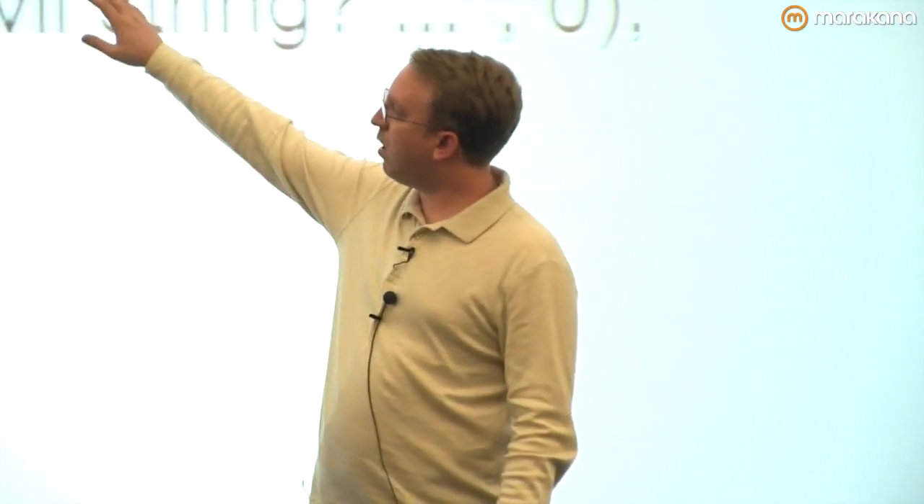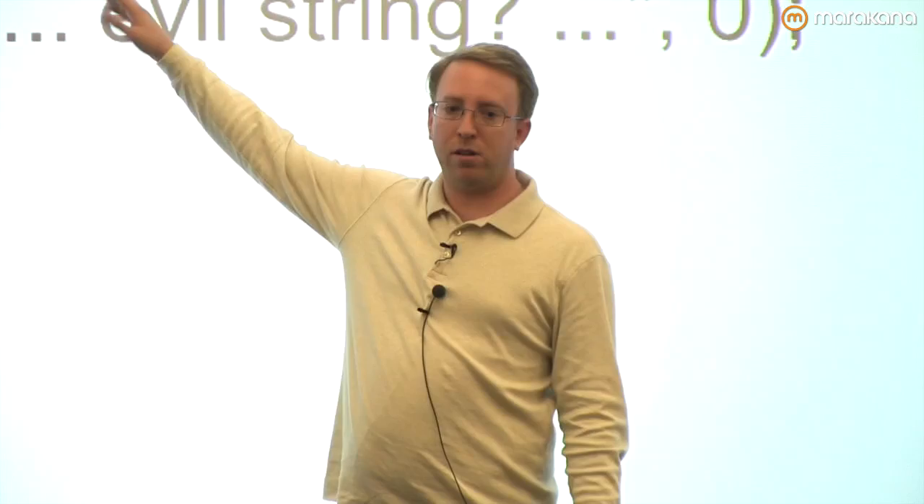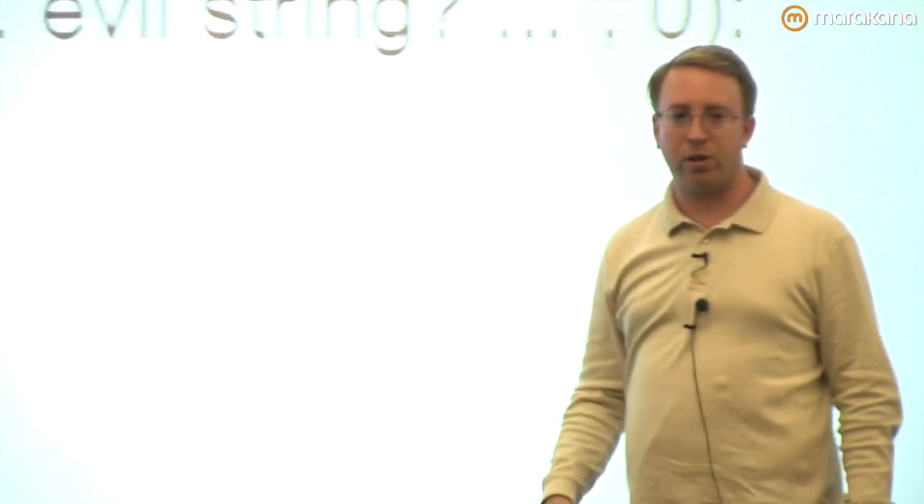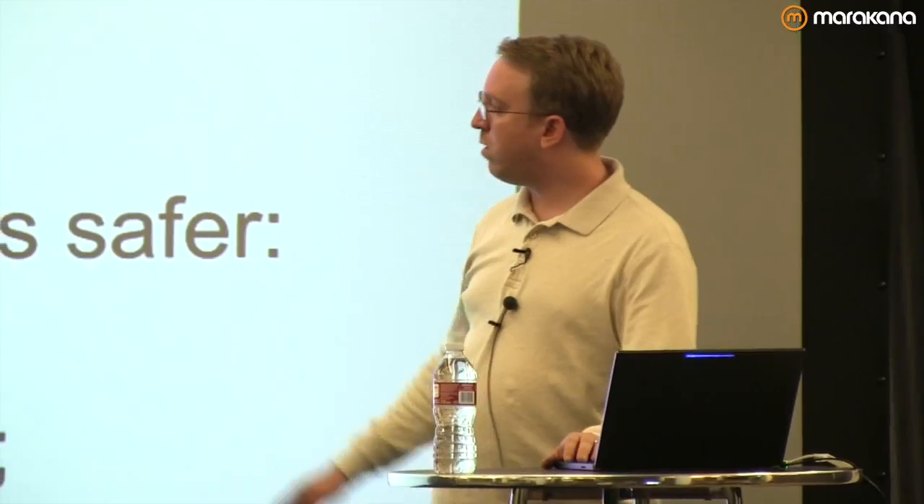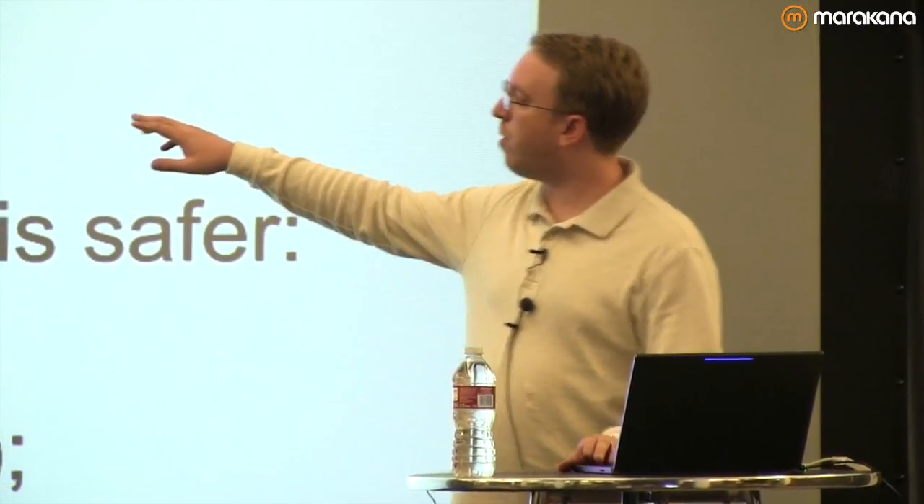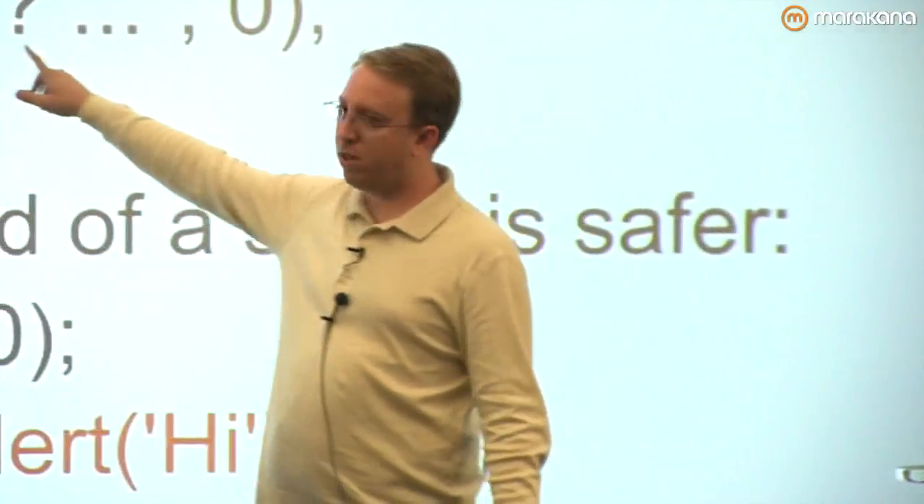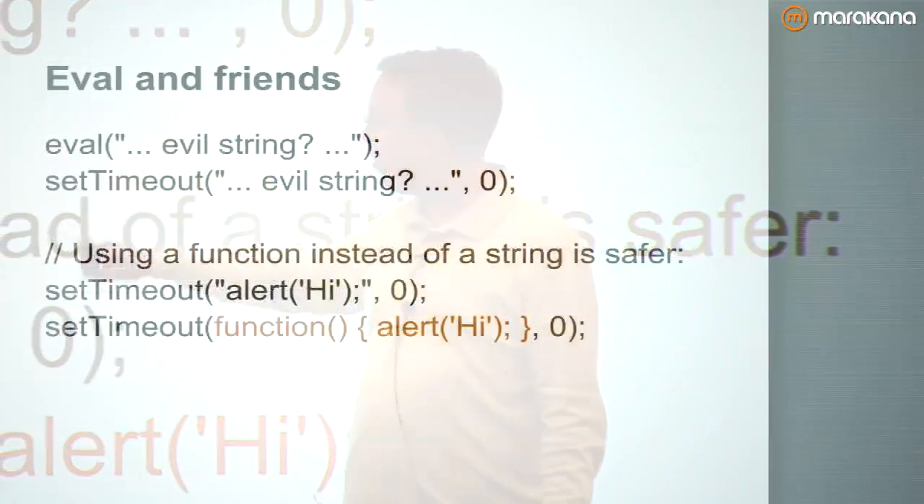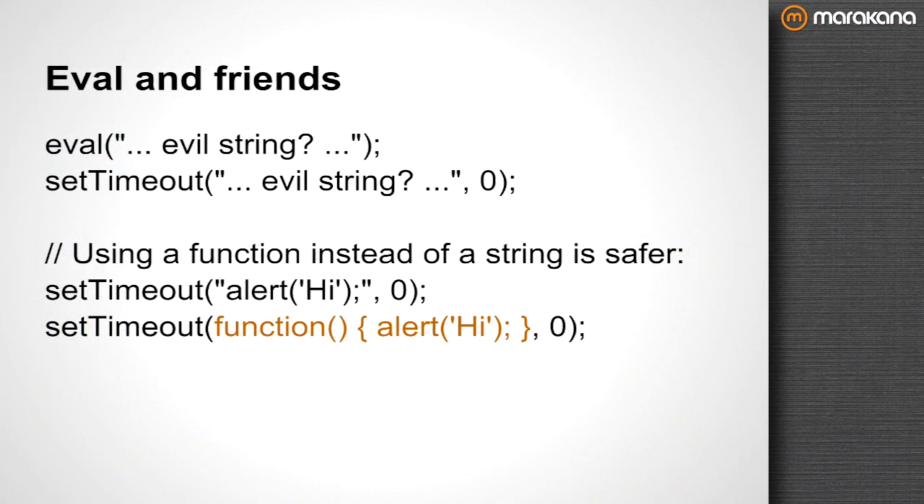So eval is also a way that you can get cross-site scripted. If you have an untrusted string and you pass it to eval, now you could be running the attacker's code. So setTimeout also has the same problem. If you pass a string to setTimeout, it gets evaled, essentially. But instead of doing that, you should just pass a function. And that doesn't get evaled, it just gets called as a normal function. That's a very easy change to make.